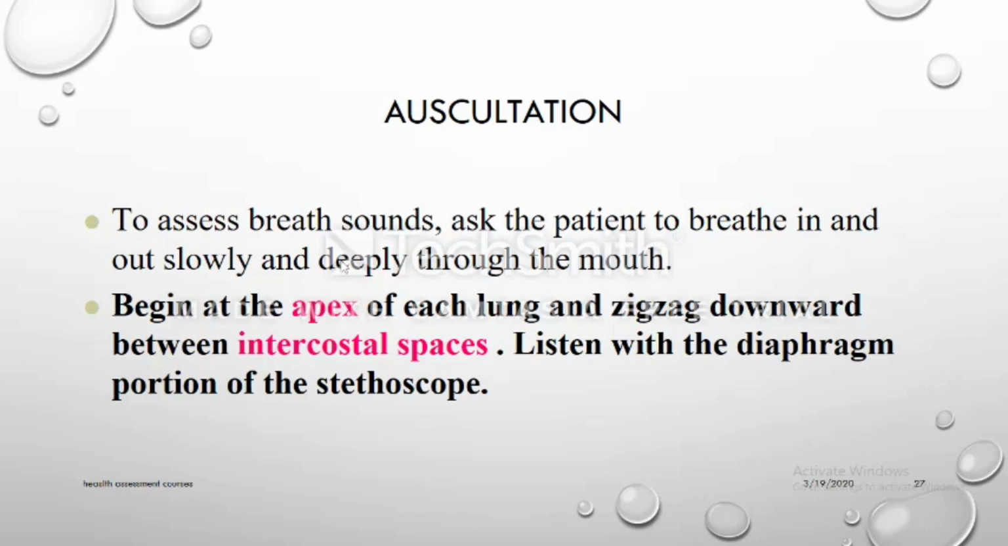Auscultation. We have to assess the breath sounds. Ask the patient to breathe in and out slowly and deeply through the mouth. Begin at the apex of each lung and zigzag downward between the intercostal spaces, and we will listen with the diaphragm portion of the stethoscope. So we use the diaphragm of the stethoscope in a zigzag method to assess the breathing sound.